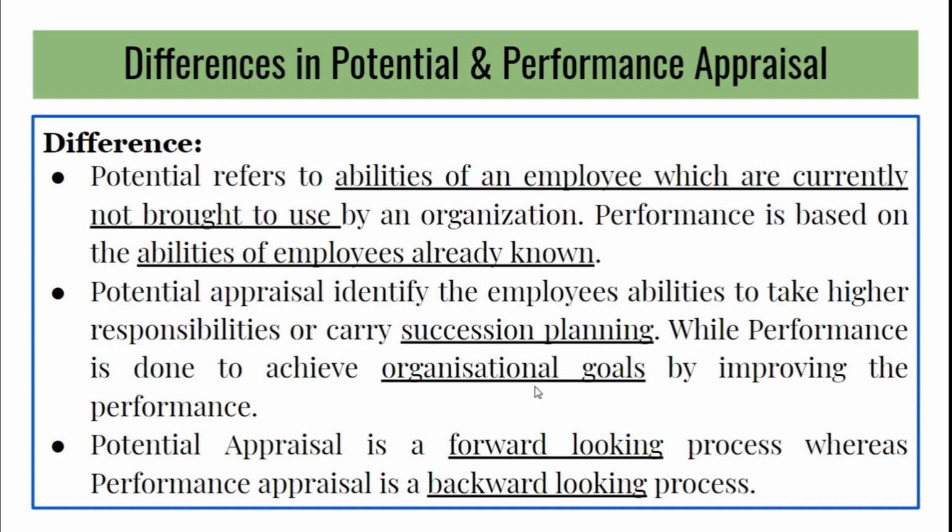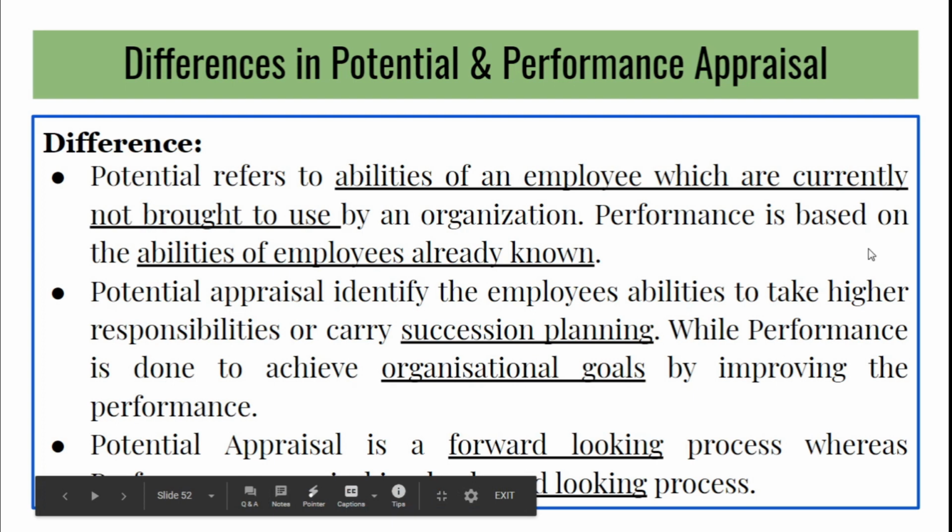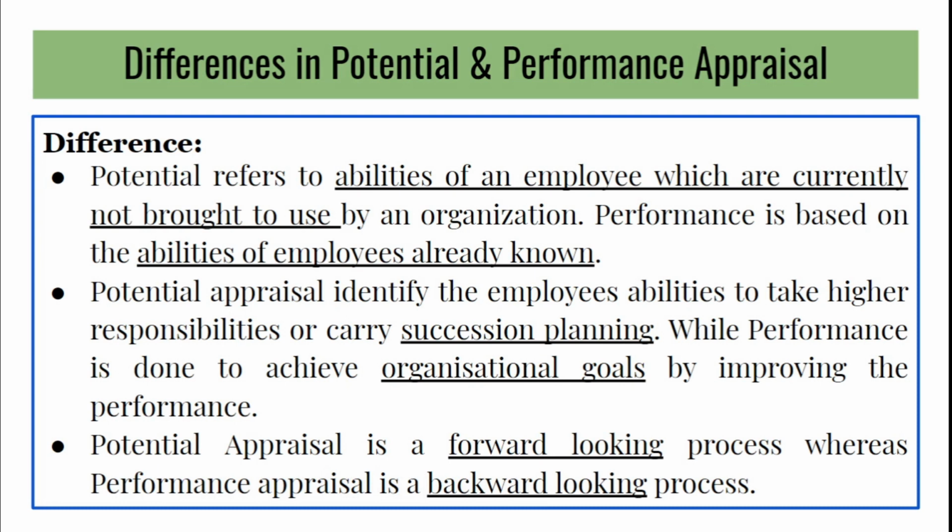And when we are talking about performance, here we are concerned with how the organizational goals could be achieved in a better way and how performance could be increased so that we could achieve the organizational goals and related things well in time. The third major difference between the two is that potential appraisal is a forward-looking process. As we can see, we are even trying to have succession planning by means of potential appraisal, while performance appraisal is a backward-looking process where the employees are rated on their past performance, sometimes on their present performance also.